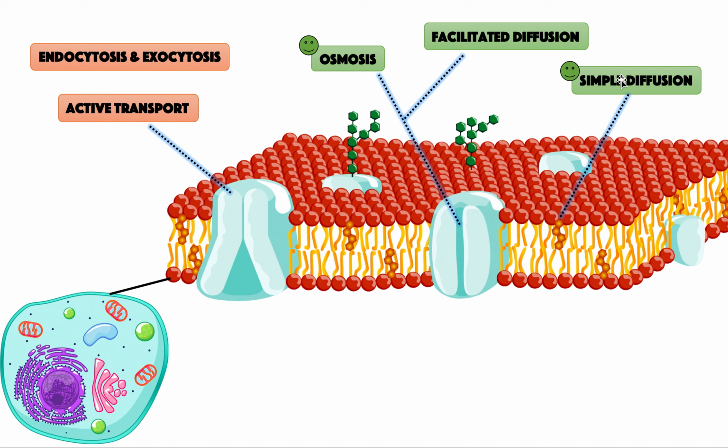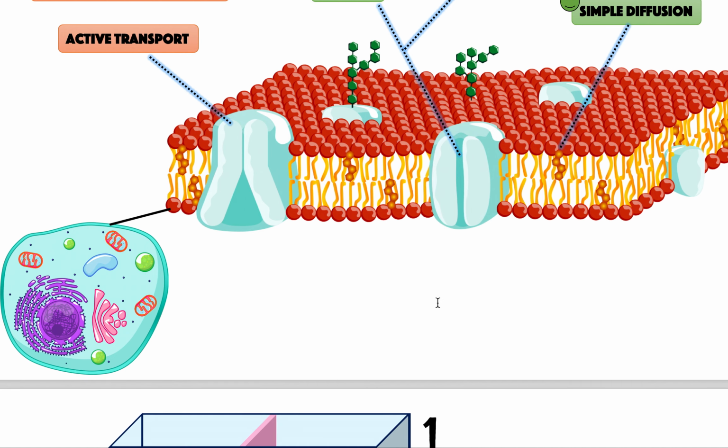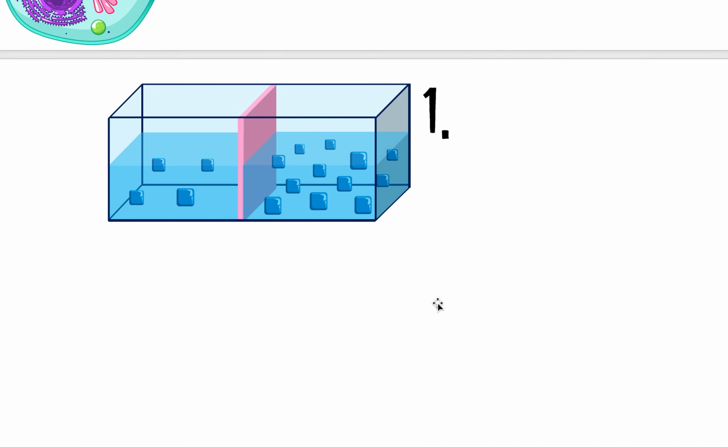So one key thing to note right now is that, remember, for simple diffusion, no protein was required. It just happened without this thing. It didn't need this thing. It just needed the phospholipid bilayer, and that's it. Now notice, for osmosis, we need this thing. We need this protein channel, and you'll see why. So let's just get straight into osmosis.